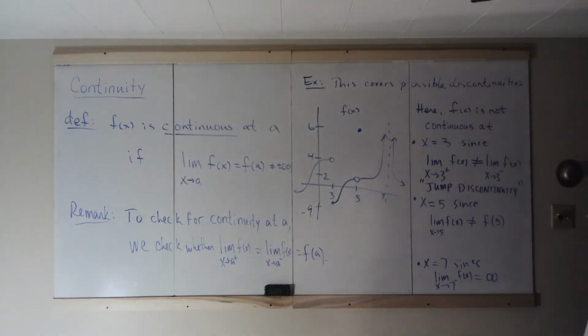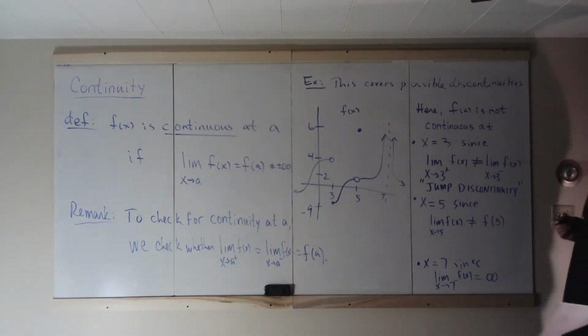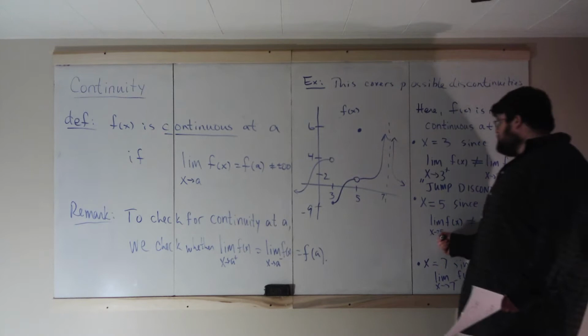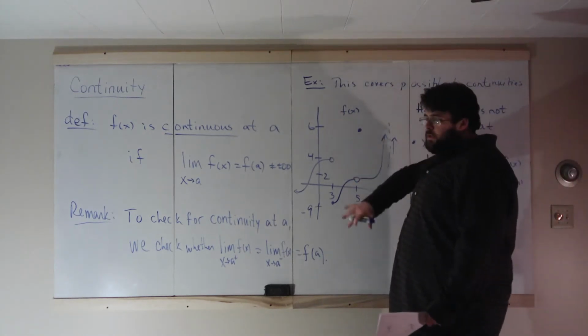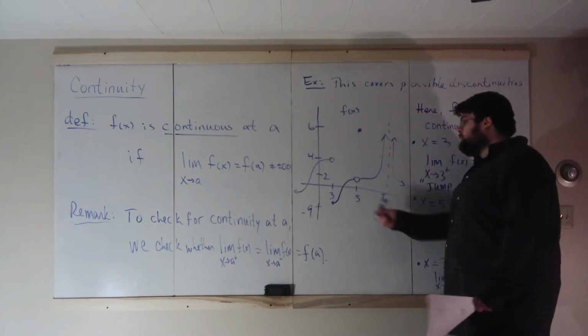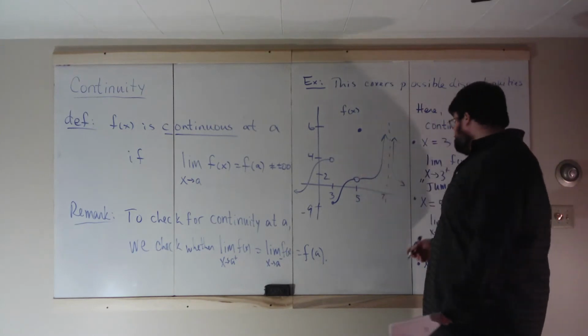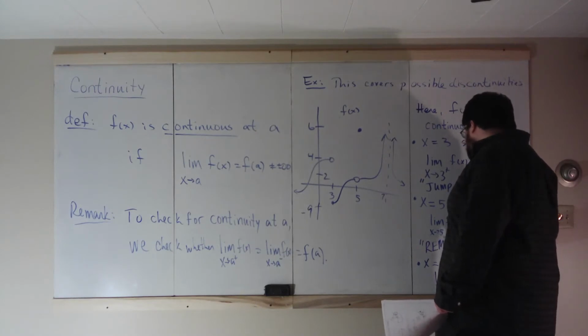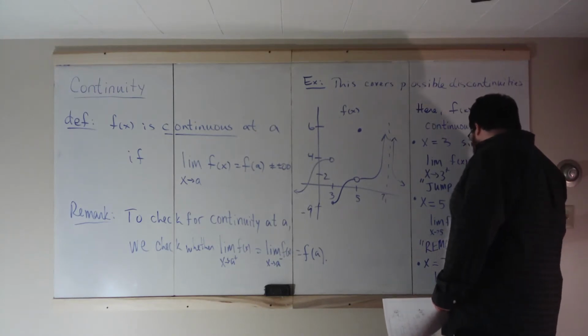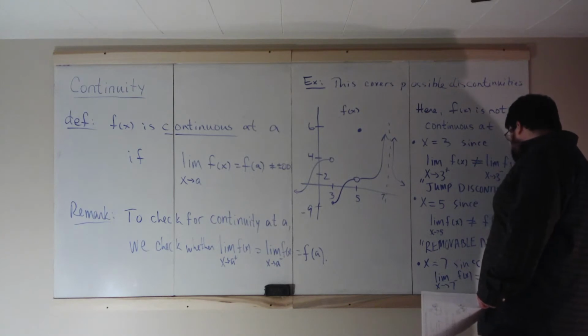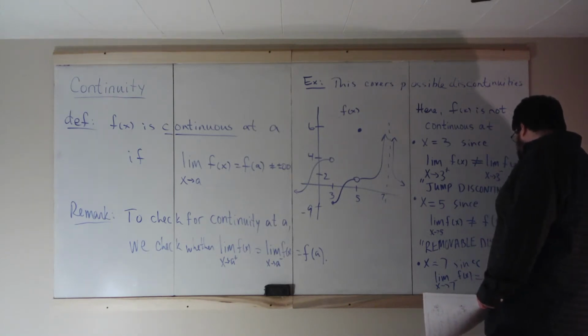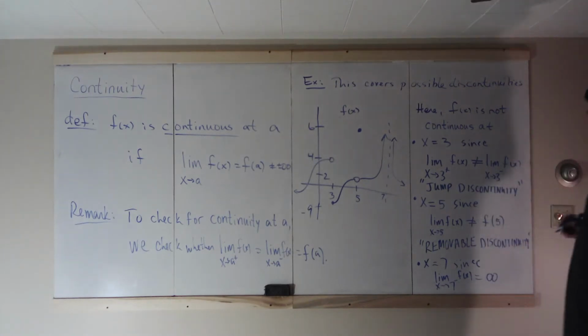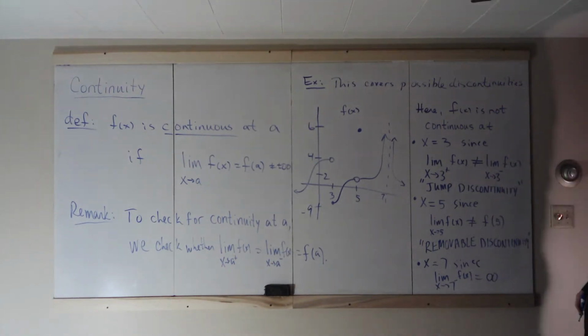When the limit on one side is different than the limit on the other side, we call that a jump discontinuity. In this next one, where there's just one point preventing us from being continuous, so where the limit exists but the function isn't that limit at that point, we call that a removable discontinuity. Discontinuity is a really large word. Call that a removable discontinuity.